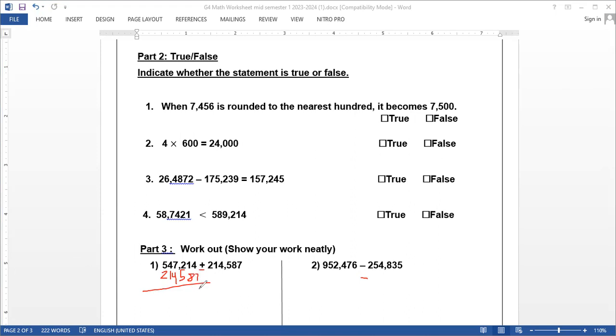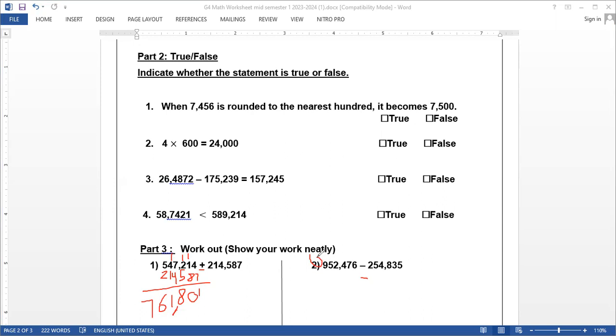4 plus 7, 11. 1 plus 1 plus 8, 10. Regrouping, 0 and 1 up. 1 plus 2, 3 plus 5, 8. 4 plus 7, 11. 1 down and 1 up. 1 plus 4 plus 1 is 6. 5 plus 2 is 7. So the answer is 761,801. It makes sense.